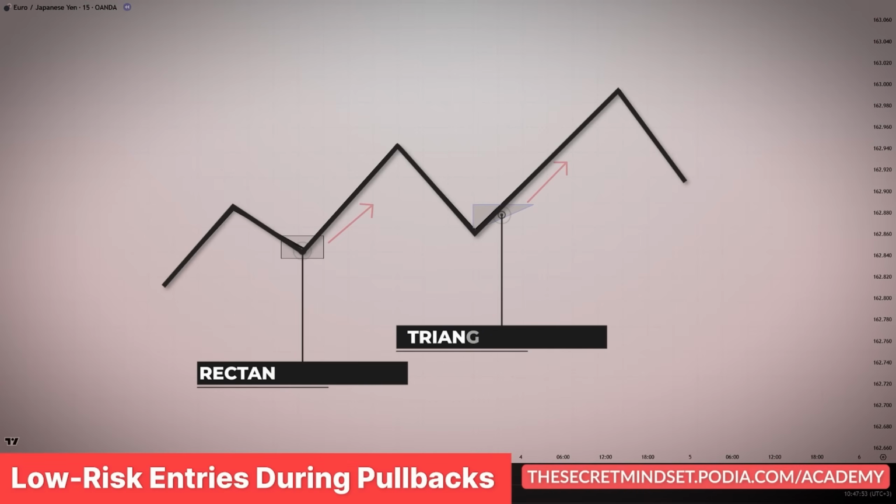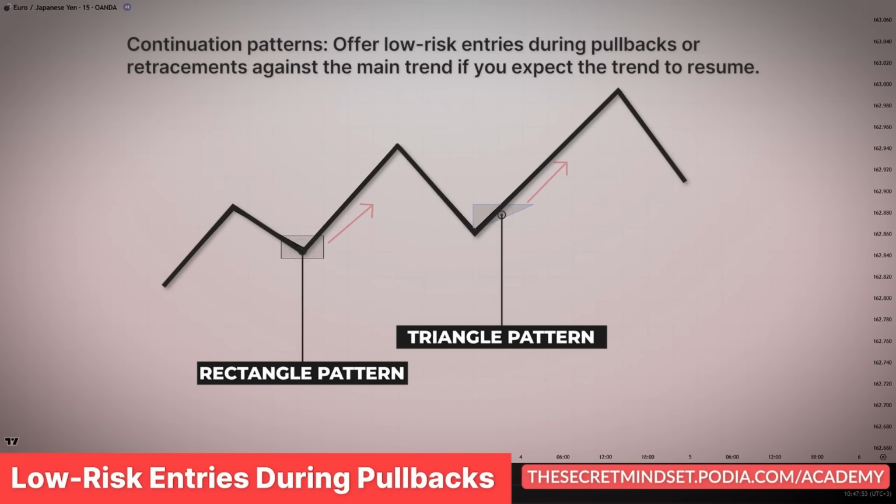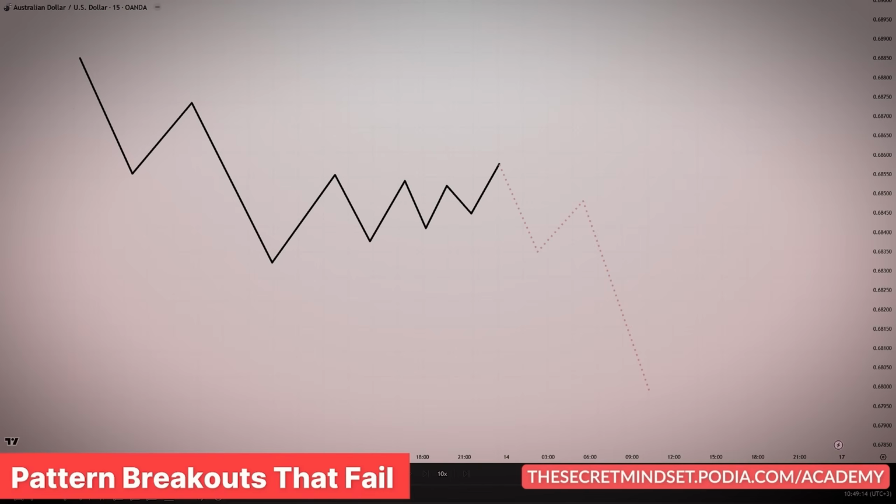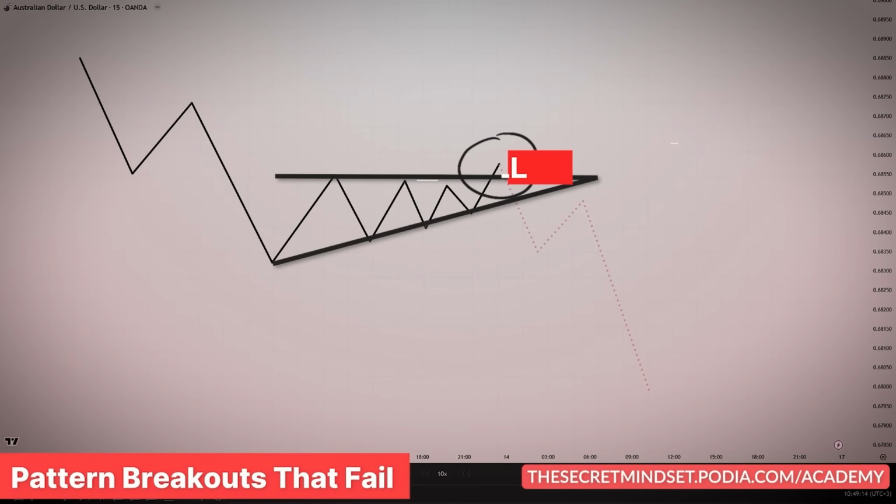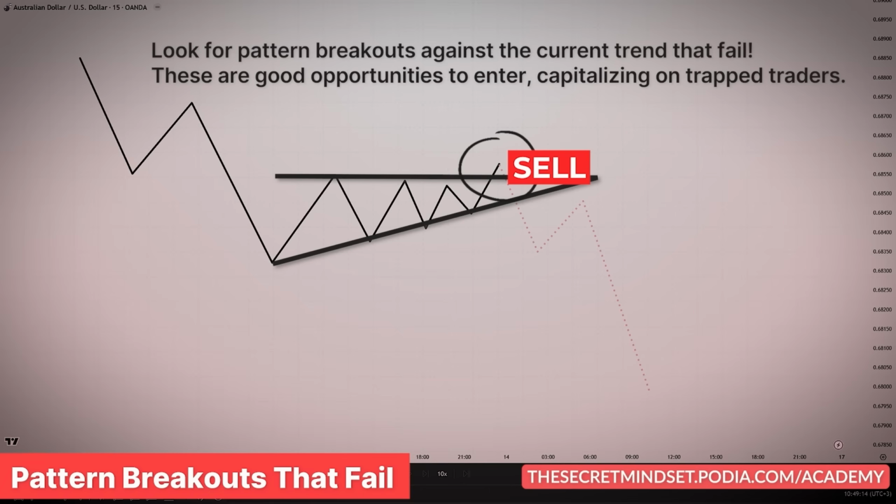During pullbacks or retracements against the main trend, continuation patterns can offer low-risk entries if you expect the trend to resume. Again, look for fakeouts against the current trend when a pattern breakout fails and price quickly reverses. These are good opportunities to enter, capitalizing on trapped traders who thought the trend was about to change.